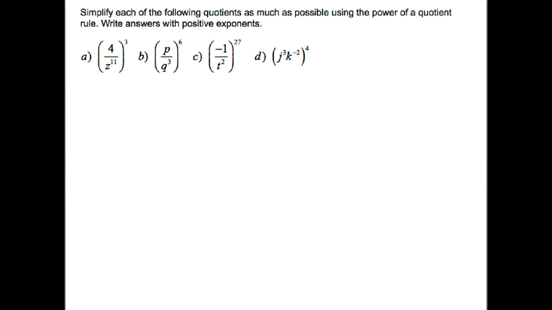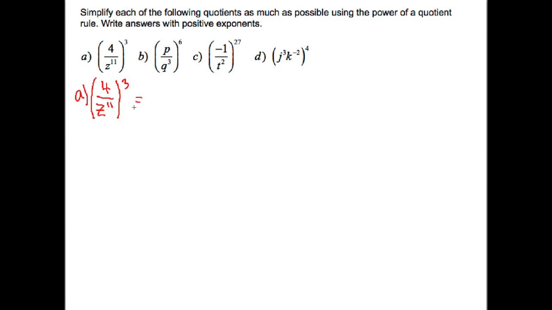Simplify each of the following quotients as much as possible using the power of a quotient rule. Write the answers with positive exponents. So the first one we have is 4 divided by z to the 11th, and that quotient is raised to the third.